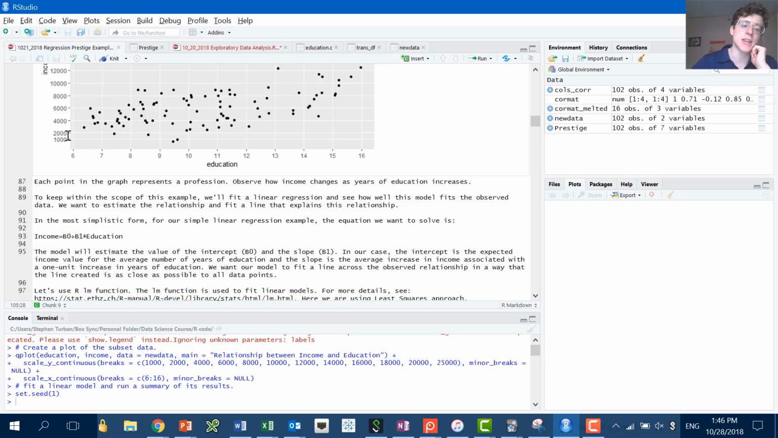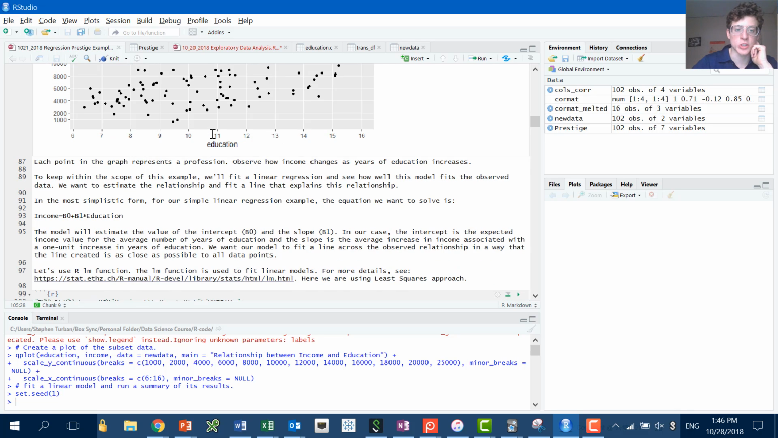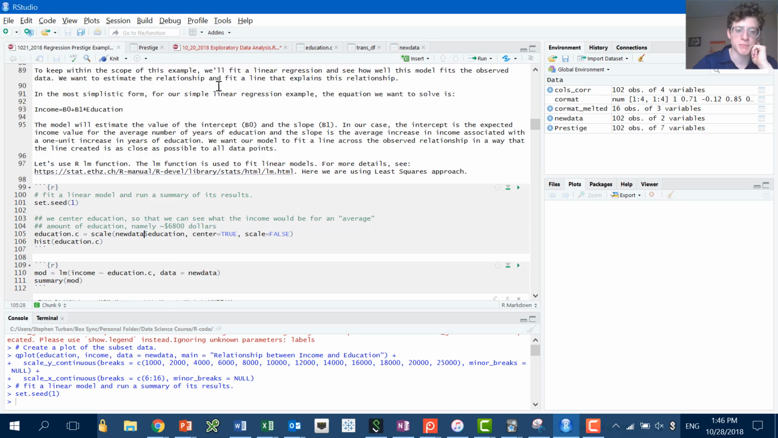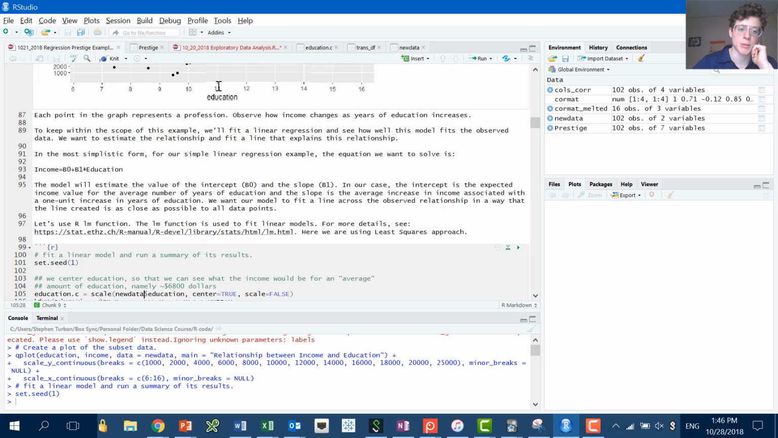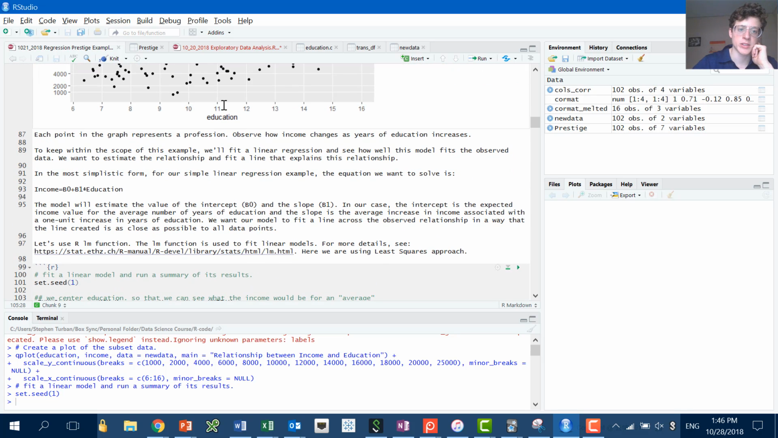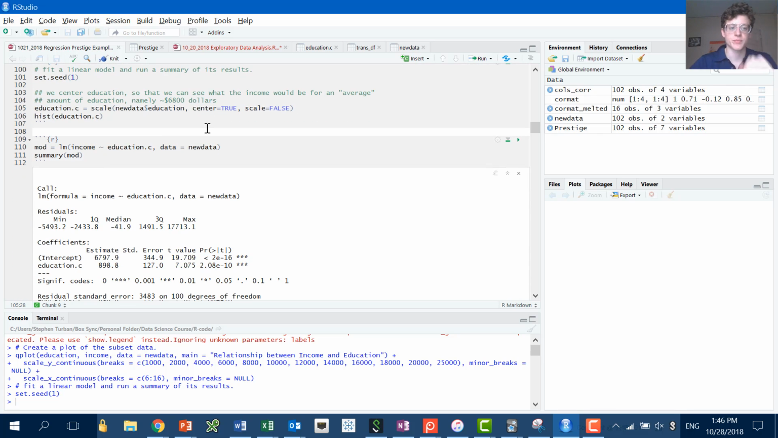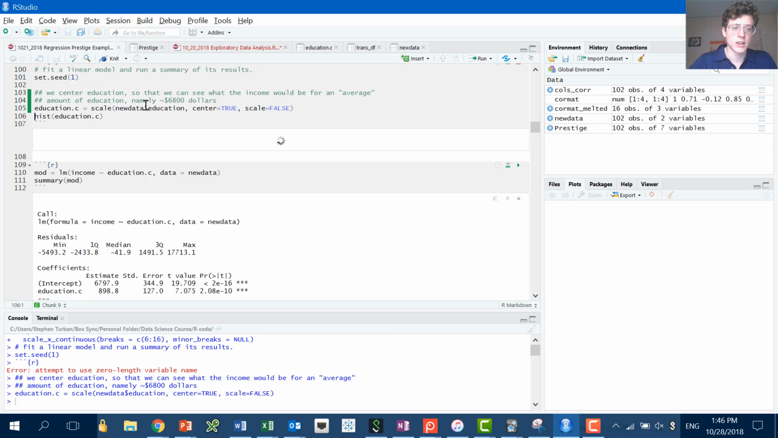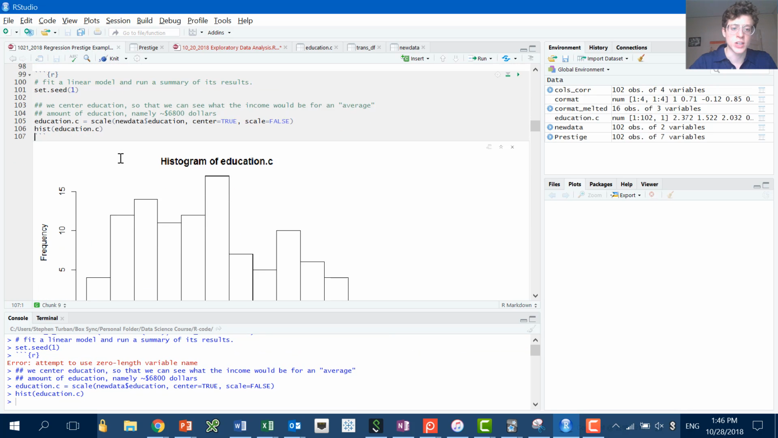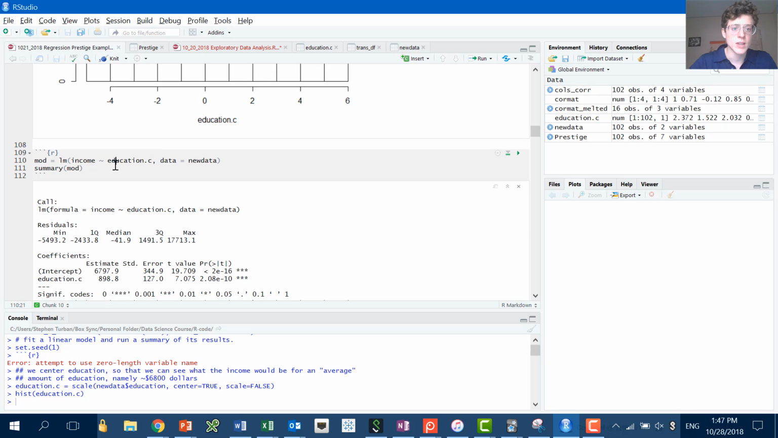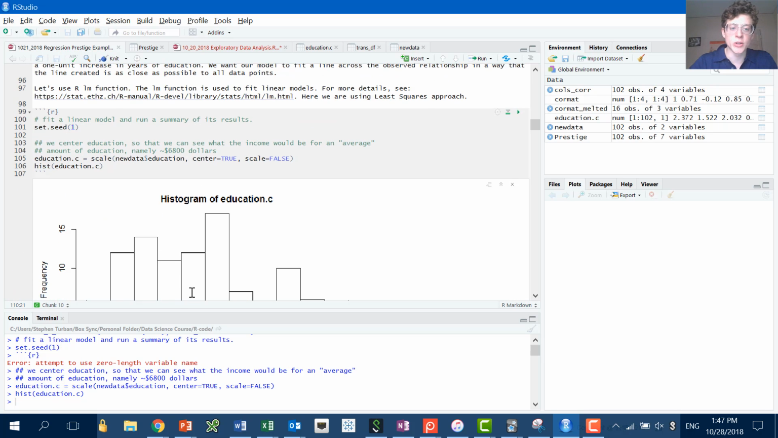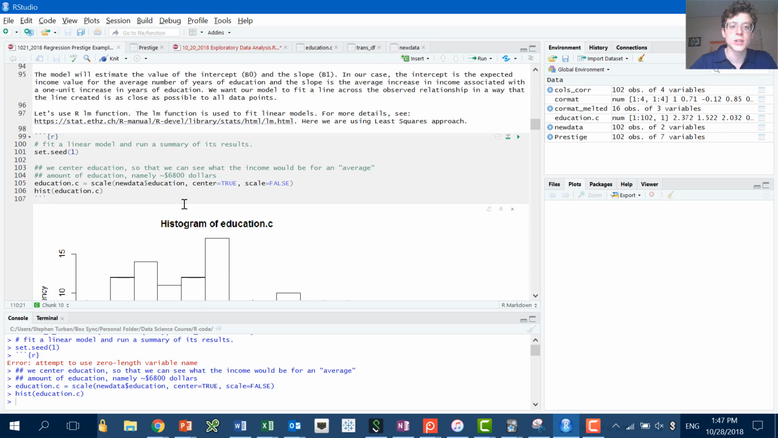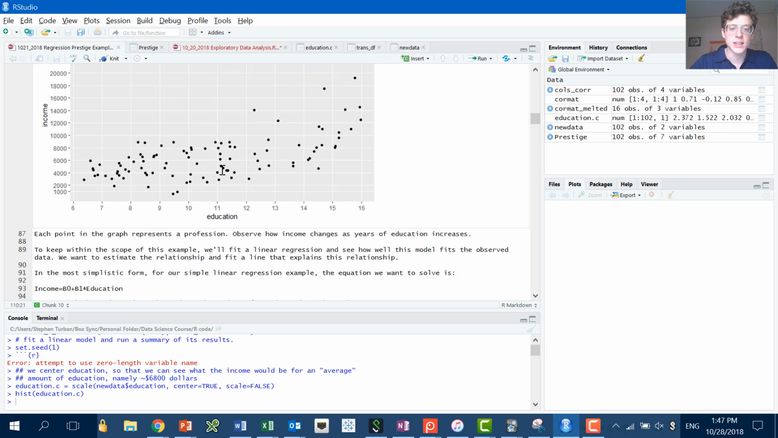Otherwise, you would start at some kind of meaningless intercept, which would be somewhere around here. You could even have a negative income, and that wouldn't make sense. So we're just going to start at the average income, or excuse me, the average education, which is probably right around here. Okay, that's why we're centering it. You don't need to do it. Actually, it won't change the outcome. But here we're just saying 0 years of education refers to more than, I think it's 11.